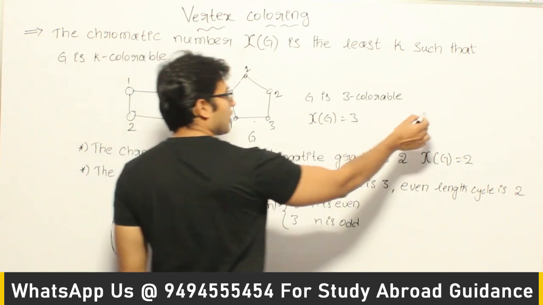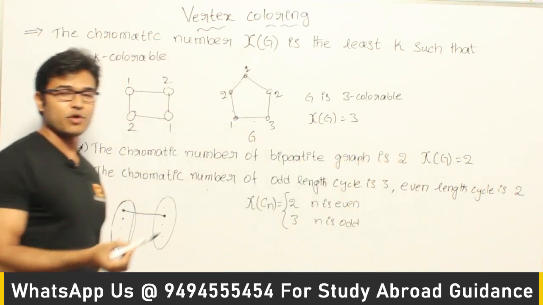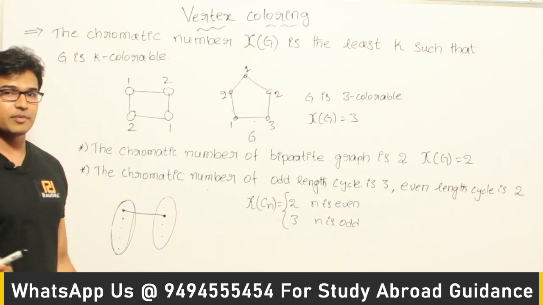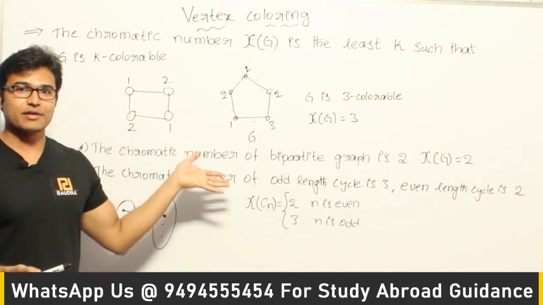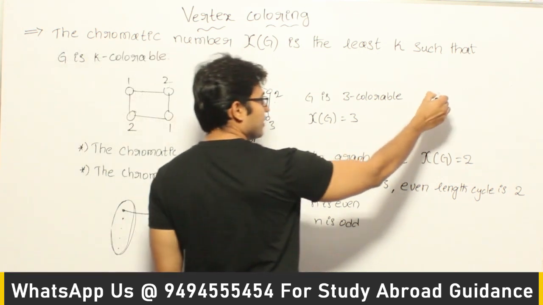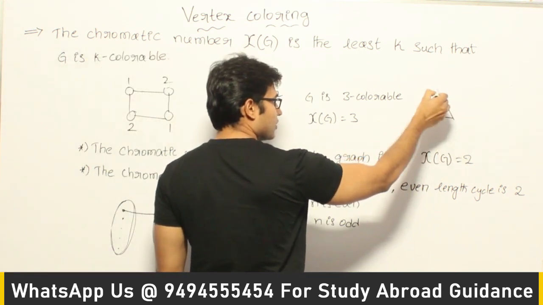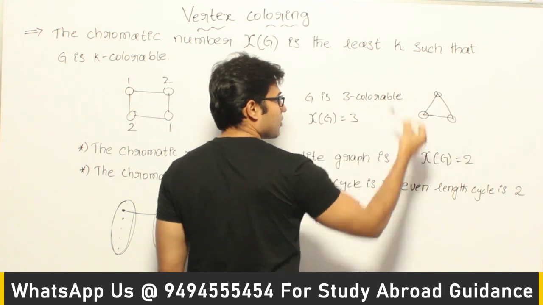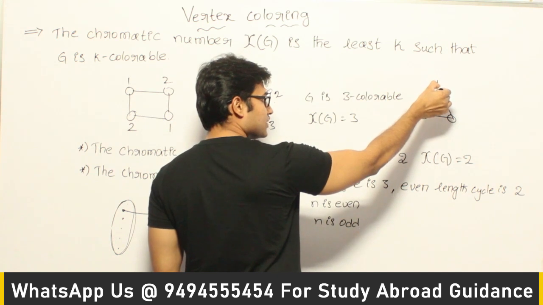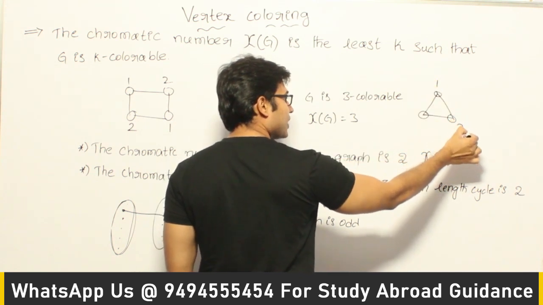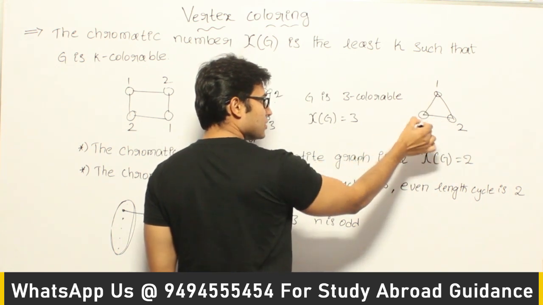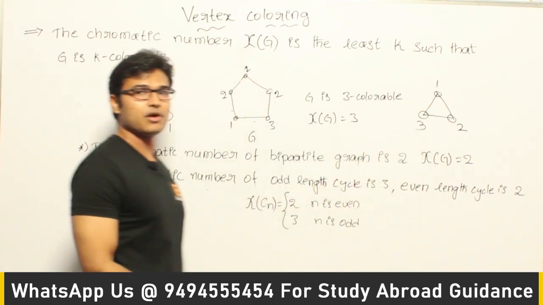Now color means proper color. Even though I am not using the word proper, always remember in this topic, whenever I am saying coloring, I mean to say proper coloring. Now if you see, a triangle is an example of an odd length cycle, right? In this case, if you give color 1 to this, then you have to give some other color to this, and definitely since this is adjacent to both of these, you should give a third color to this. Got it?